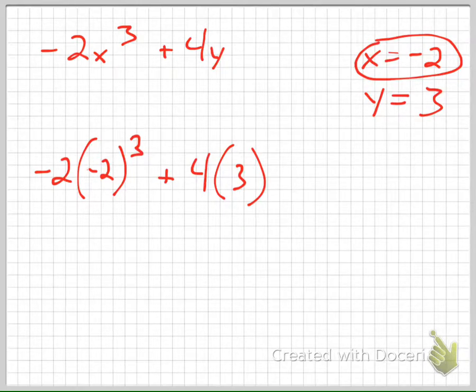We have to use the order of operations. Do you see any parentheses you have to deal with inside the parentheses? No. Do you see any exponents? Yes. What is being squared here? Negative 2. So negative 2 times negative 2 is 4. 4 times negative 2 is negative 8. So it goes negative 2 times negative 8.